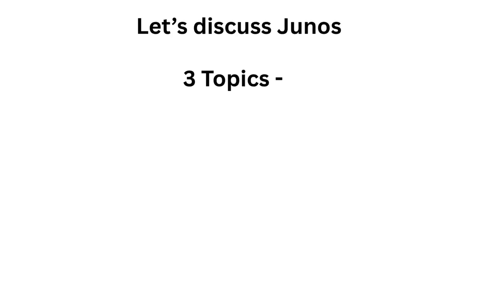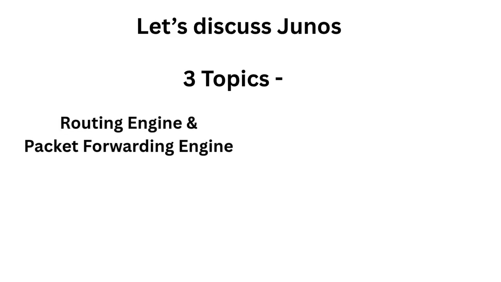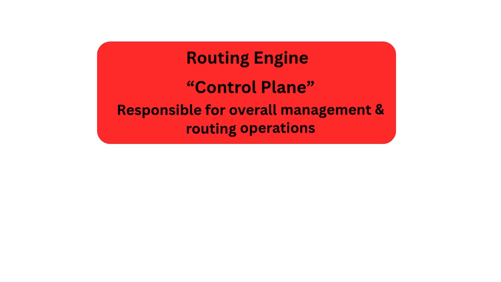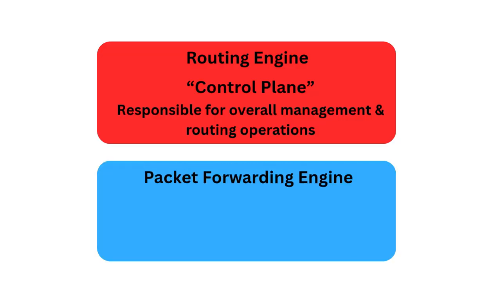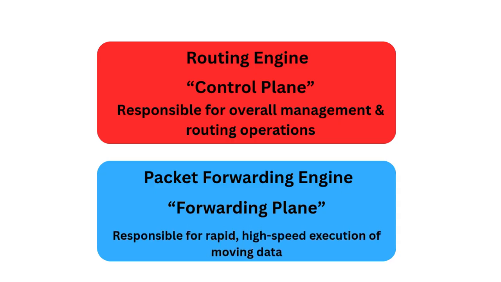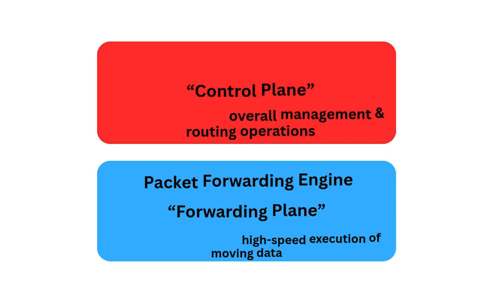Now we will briefly discuss three topics of Junos: routing engine and packet forwarding engine, configuration tree, and the commit system. Junos has a routing engine. It is also referred to as the control plane. It is responsible for overall management and routing operations. Junos also has a packet forwarding engine, also referred to as the forwarding plane. It is responsible for rapid, high-speed execution of moving data.